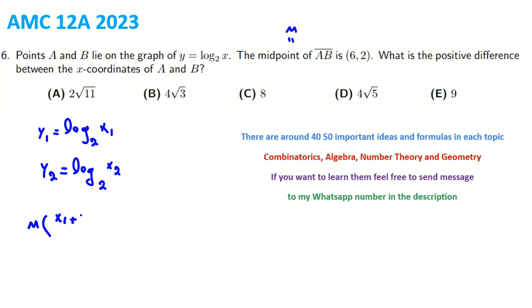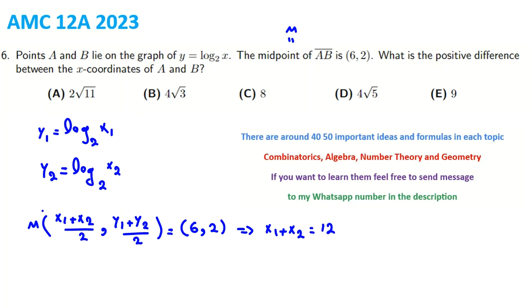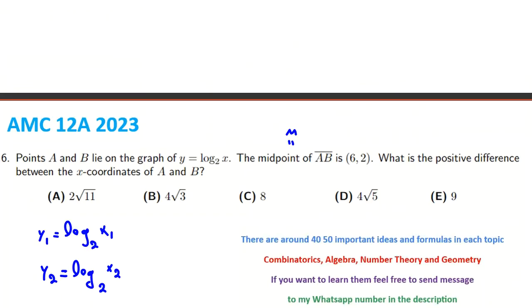M is ((x1 plus x2) over 2, (y1 plus y2) over 2). It is equal to what? (6, 2). So we can conclude x1 plus x2 is what? 6 times 2, 12. So it is related to coordinate geometry, this part.